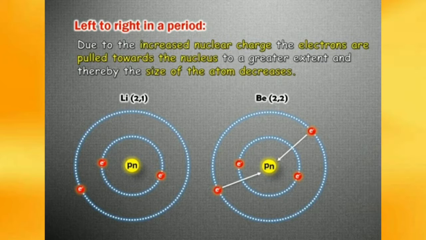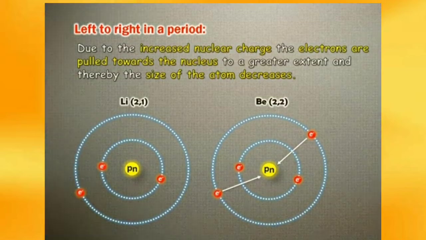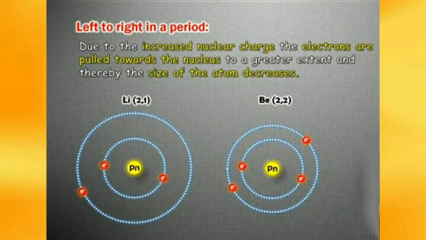So children, due to the increased nuclear charge, the electrons are pulled towards the nucleus to a greater extent, and thereby the size of the atom decreases. Are you getting me, children? Electrons are negatively charged and protons are positively charged. Therefore, they will attract each other, and the protons present in the nucleus will pull the electrons towards the nucleus to a greater extent, and therefore the atomic radius will decrease, the size will decrease.